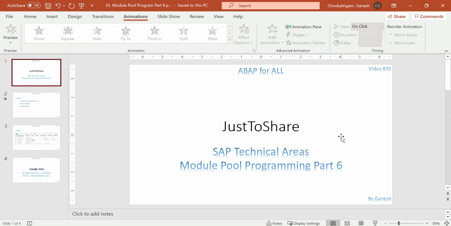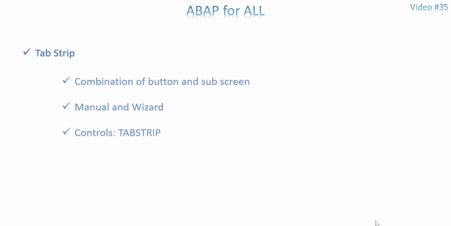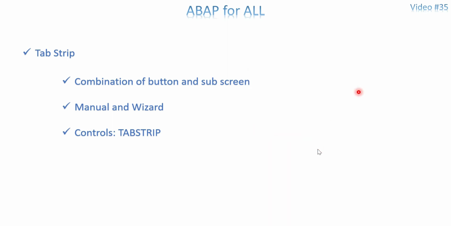A tab strip is a combination of button and subscreen. Each tab you have to consider as a button. So let me start with my slide. Here, a combination of button and subscreen. Every tab is considered as a button. If you click, it should open a component of the particular tab. That's why we consider that as a button.